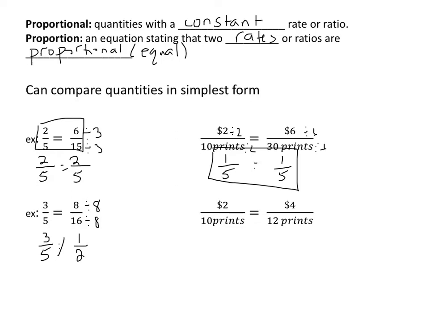What about $2 for 10 prints being equal to $4 for 12 prints? Well, we did 2 over 10, we already know is 1/5. This one they share a common factor of 4, so 4 divided by 4 is 1, 12 divided by 4 is 3. So these two are not proportional because 1/5 is not the same as 1/3.